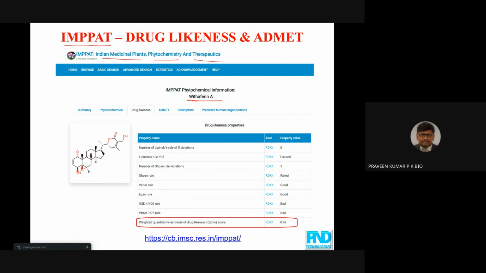So instead of assessing through tools, we can also get the information from databases. One such database I'm showing you is IMPACT, an indigenous database of our nation. Like IMPACT, we also have well-known databases like NCBI and PubChem, and most of these databases have physicochemical properties. Other than the physicochemical properties, we can see whether it satisfies the drug likeness rule or not.